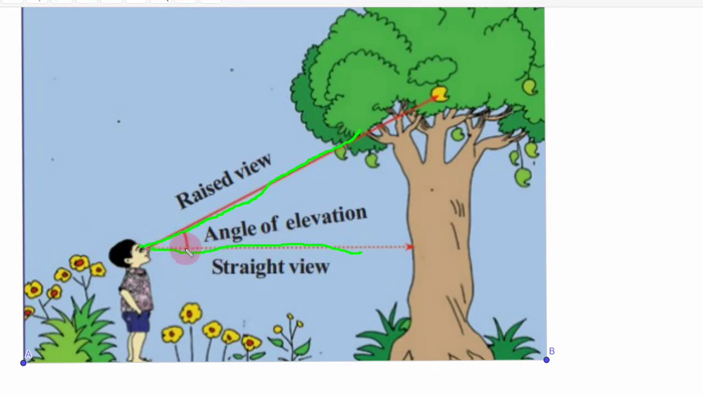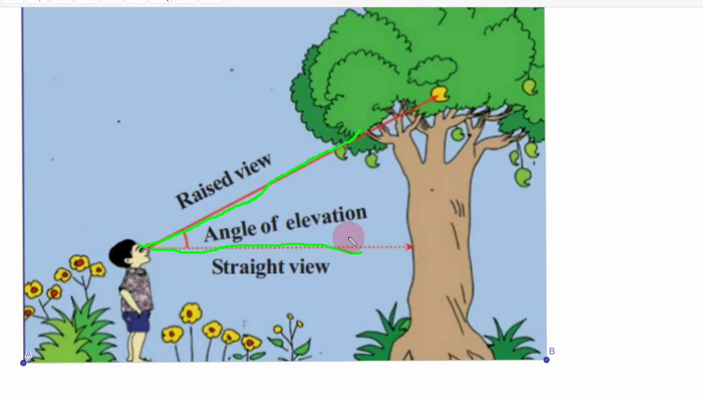The angle between the raised view and the straight view is called angle of elevation. So what is angle of elevation? Angle of elevation is the angle between the straight view of a man and his raised view. So we need angle of elevation to calculate heights and distances.